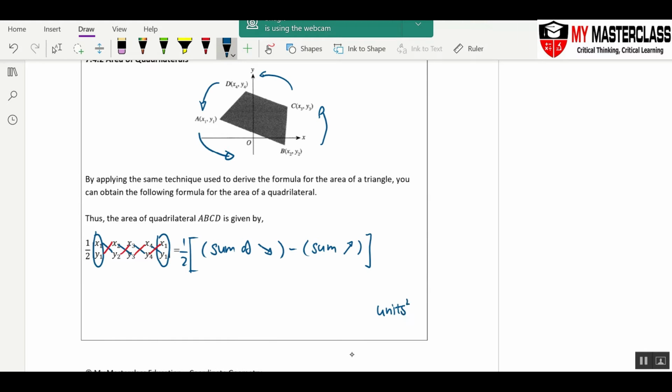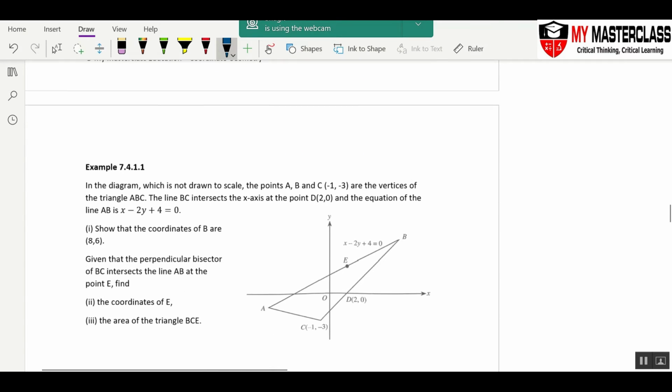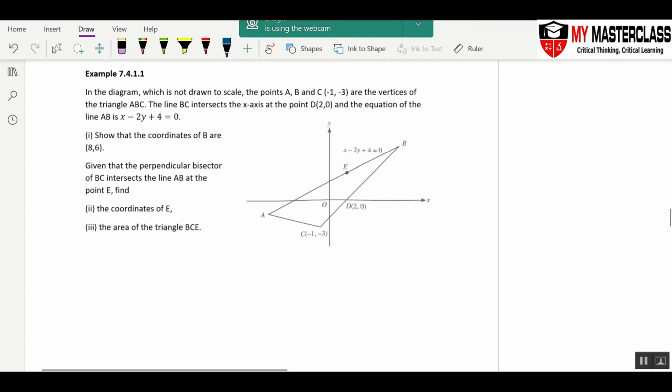Let me demonstrate with a full-fledged example on how to find this. In the diagram, coordinate geometry questions are not drawn to scale, so you cannot use the drawing to get your answer. The points are given, negative 1, negative 3 are vertices of the triangle. BC intersects the x-axis at 2, 0. So they will give you some pieces of information at first.